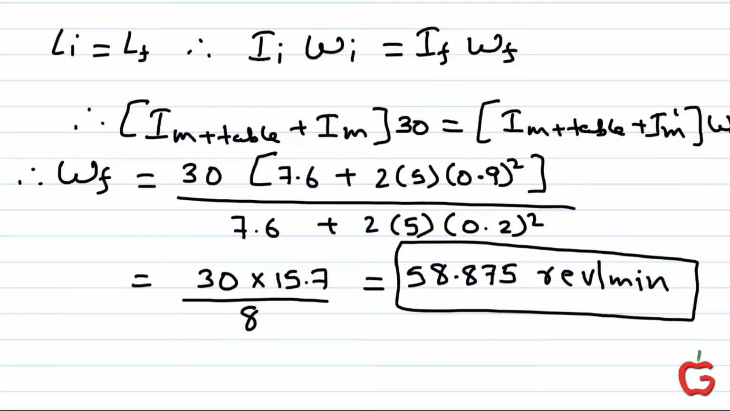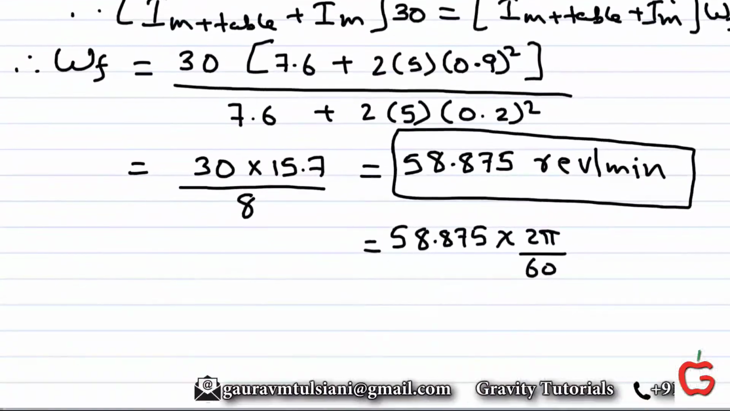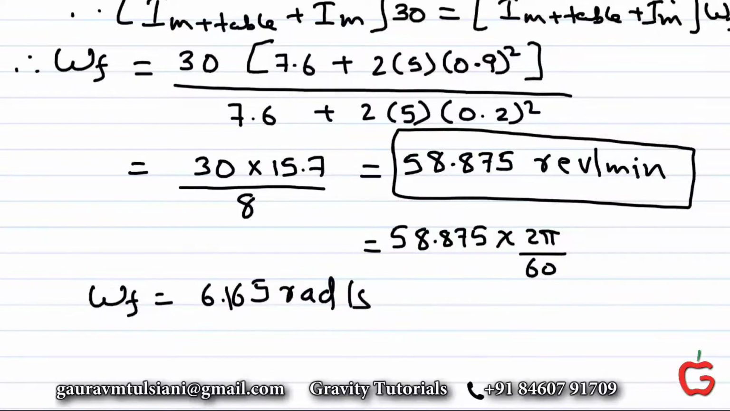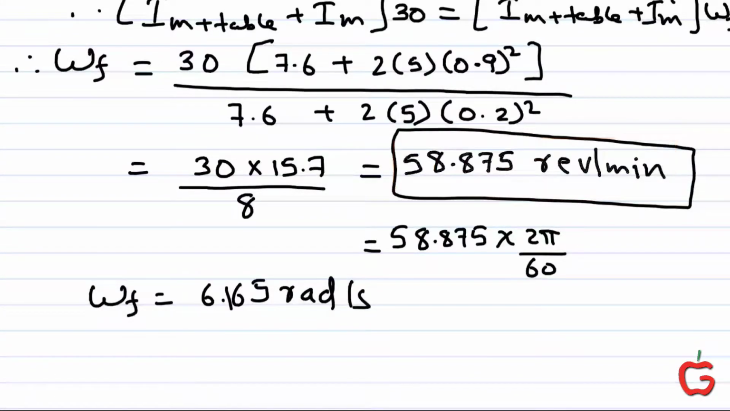So we can see the angular velocity has increased from 30 to 58.875 revolutions per minute. This can be converted to radians per second also. Radians per second is the standard unit, so it's a good habit to convert that. One revolution is 2 pi radians and 1 minute is 60 seconds. So we get 6.165. So the final angular velocity is 6.165 radians per second, or 58.875 revolutions per minute.